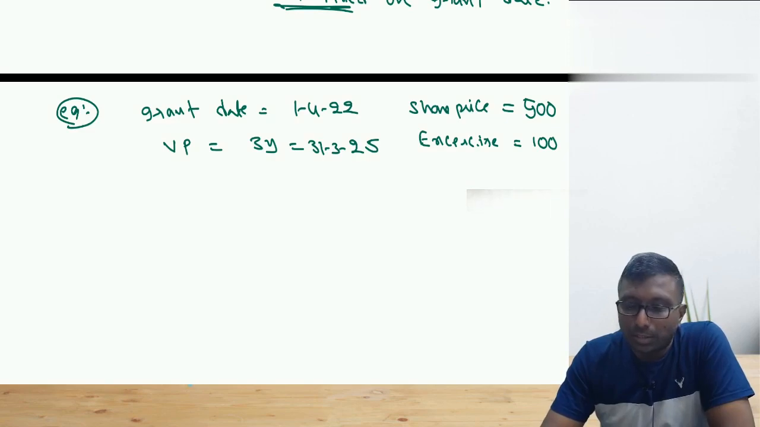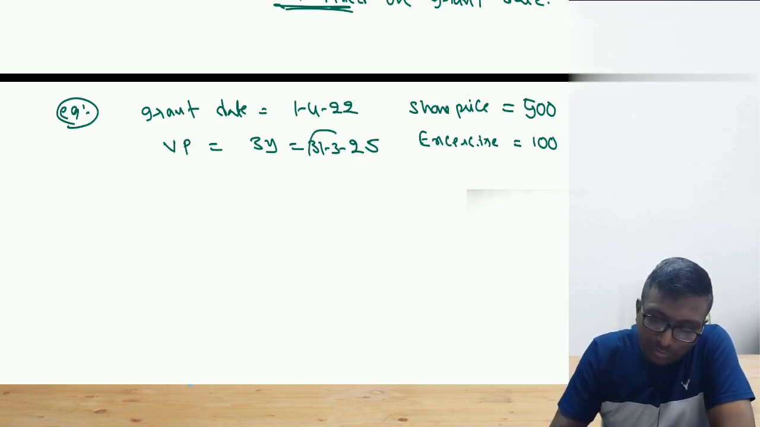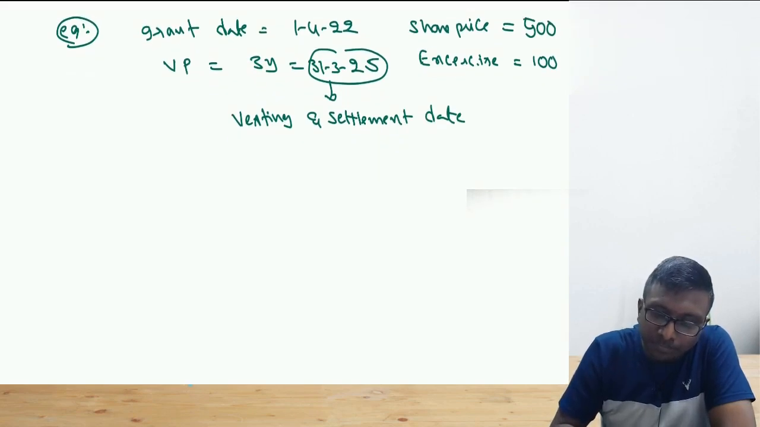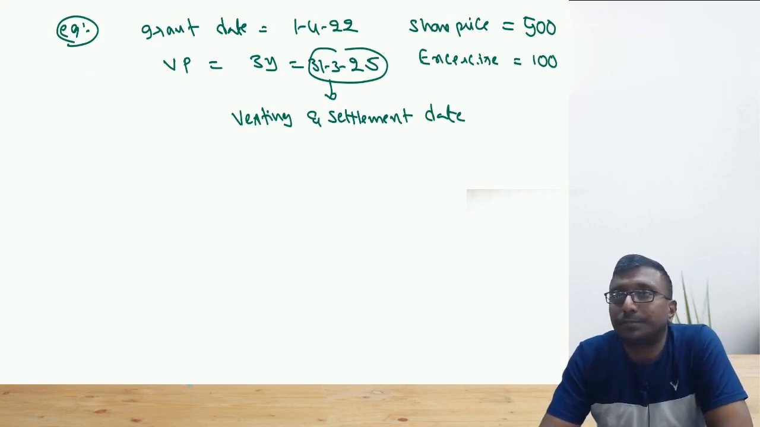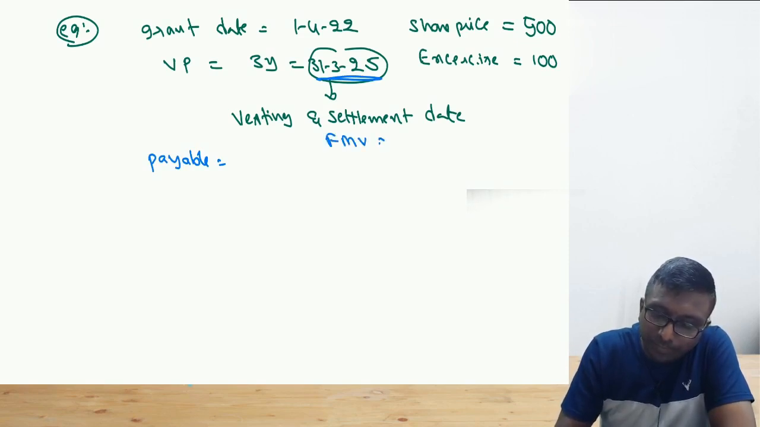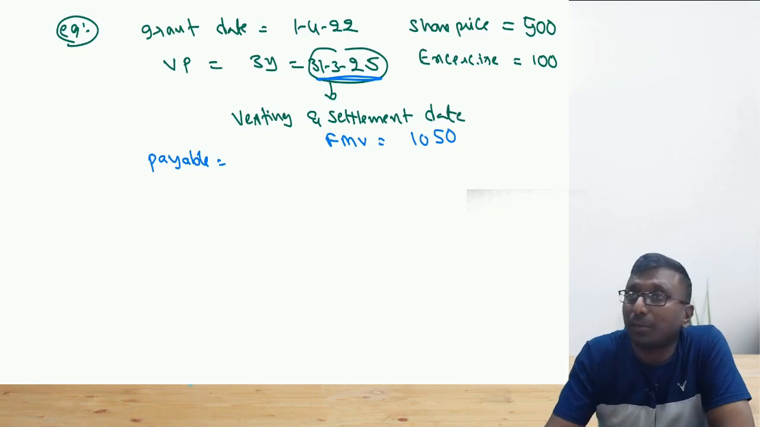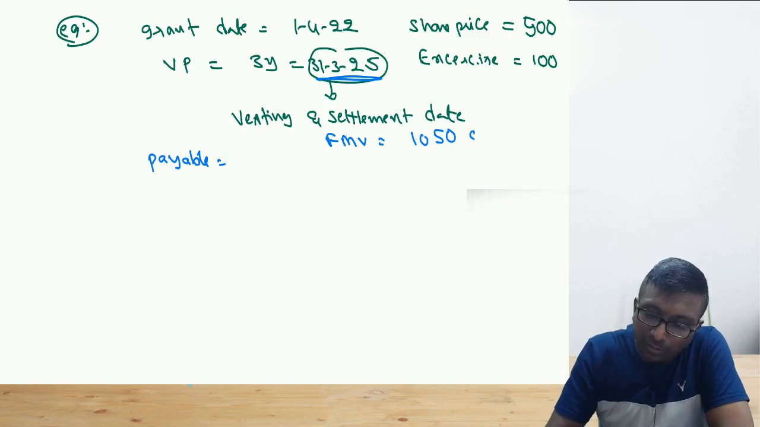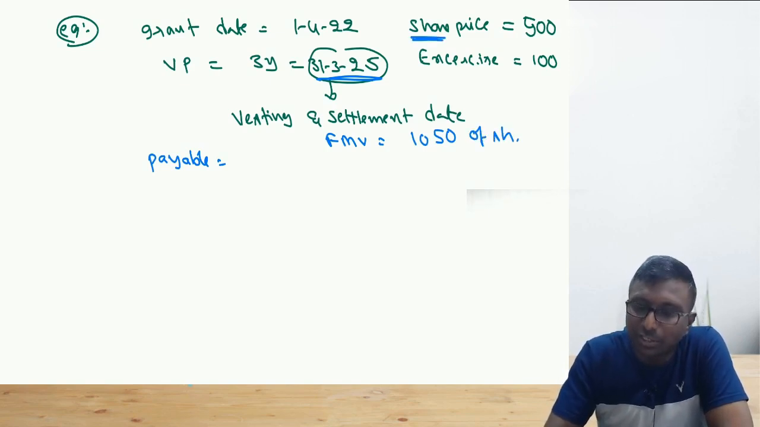Okay, right. Now what do you do? Suppose this is the vesting date and this is the settlement date; assume both are the same. How much is payable? What is payable? The fair market value on that date. Say, for example, 1050 rupees is the fair market value of the share. Assume share, because I have taken share here.